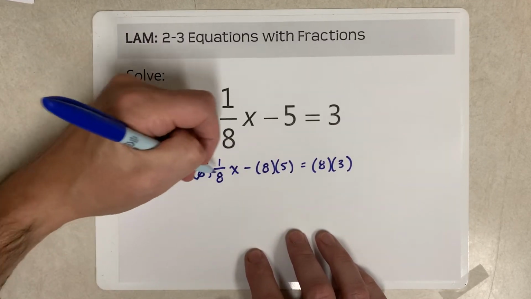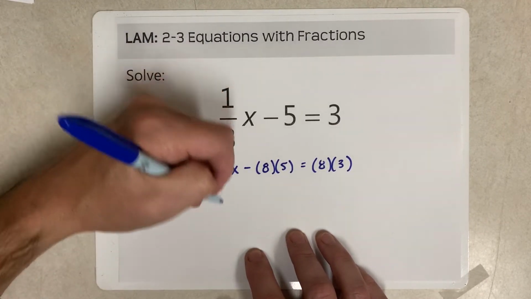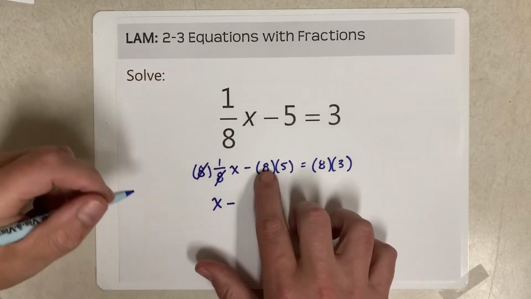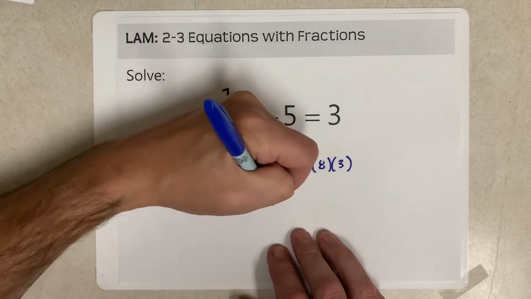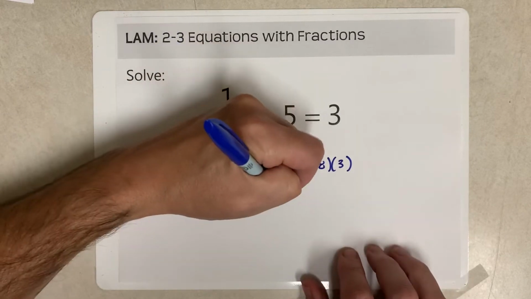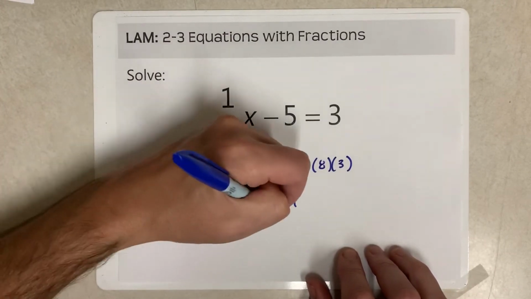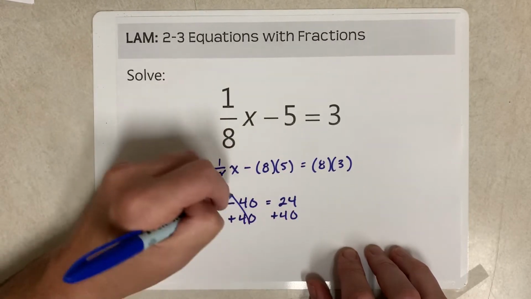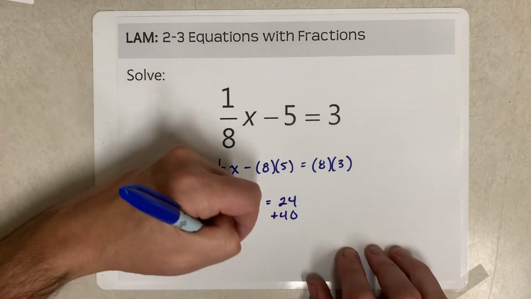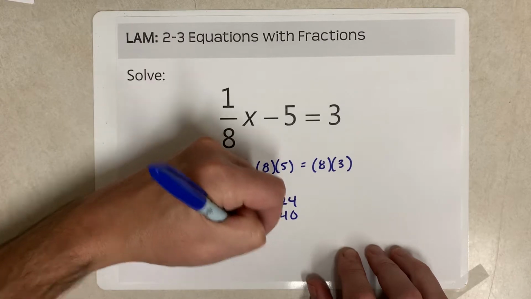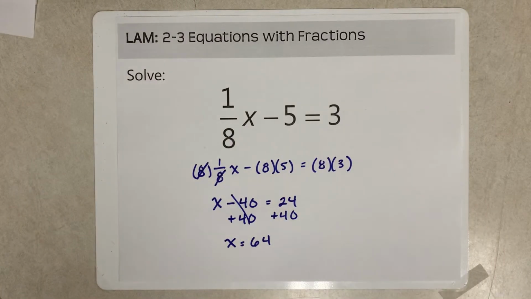Okay, so these two 8's cancel out. 1x minus 8 times 5 is 40 equals 8 times 3 is 24. That's a one-step equation. Plus 40, plus 40. Cancel those, and we get x is equal to, looks like 64. All right, here's another one.